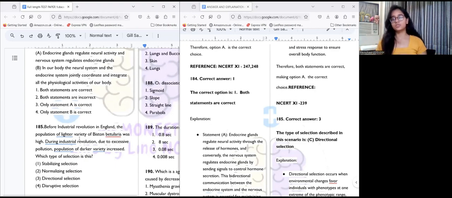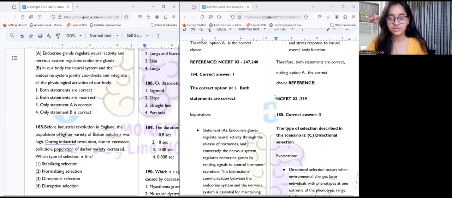Before the Industrial Revolution, that is before the pollution increased, the lighter variety of bacteria was higher in population. During the Industrial Revolution, due to excessive pollution, the population of the darker variety increased. Which type of selection is this? Let's see. The selection is directional selection.